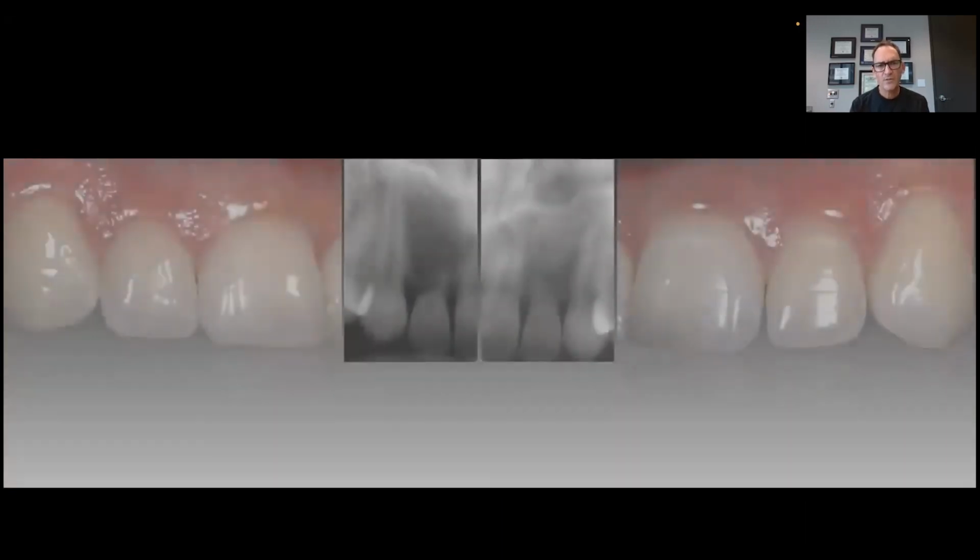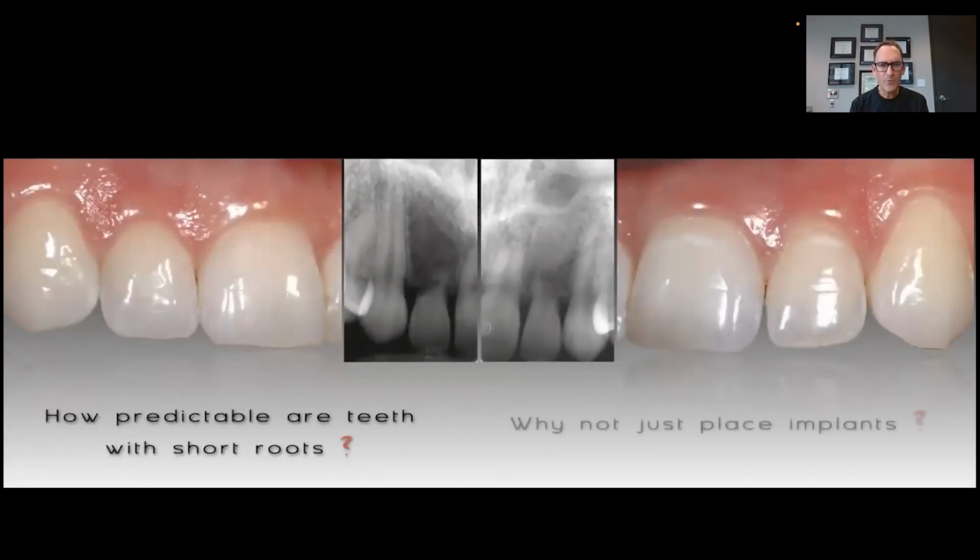All right. So how predictable are teeth with short roots? Because that patient, even though there was a history of a problem, once you erupted the tooth, you end up with a short root. So why not just take them out? Why not just take them out and place implants?